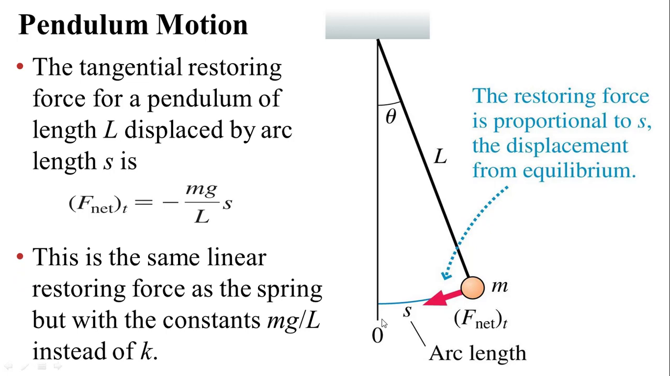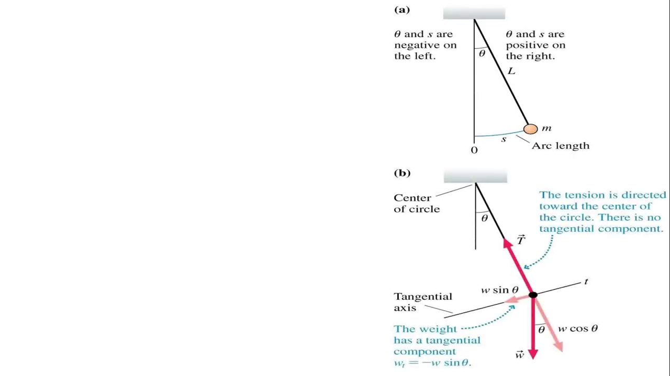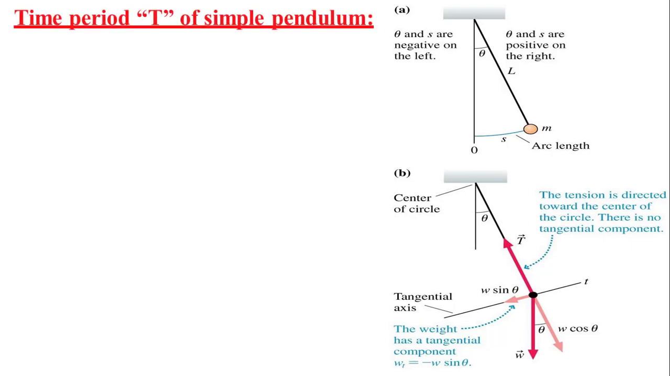So this is the same as the linear restoring force of the spring, but the constant is mg upon L. So we can write that this value is equal to K. Now we have the restoring force and Hooke's law: F is directly proportional to S, because we know that according to Hooke's law the force is directly proportional to its displacement. So we will discuss the time period. So we find the time period of a simple pendulum.